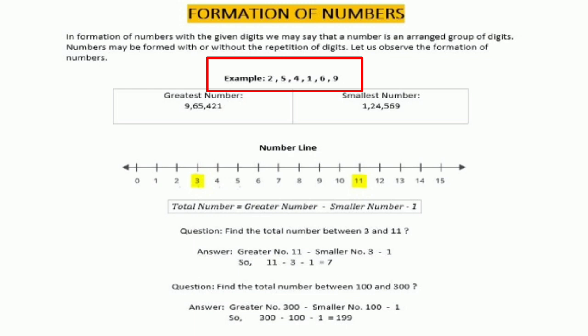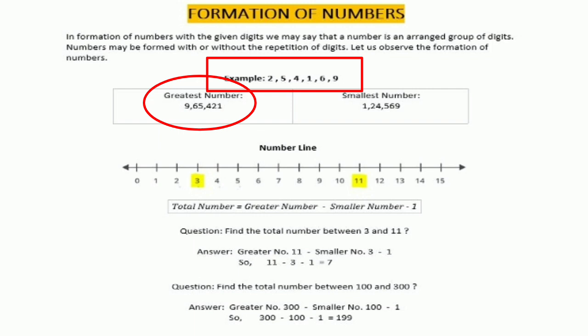In this number, the greatest digit is 9. So we have to write 9 first to find the greatest number. Then we have to arrange the digits descendingly. That means we have to write 6 after that and 5 after that. Then we have to write 4. Then we have to write 2 and then 1. In this way, we can write the 6-digit greatest number.